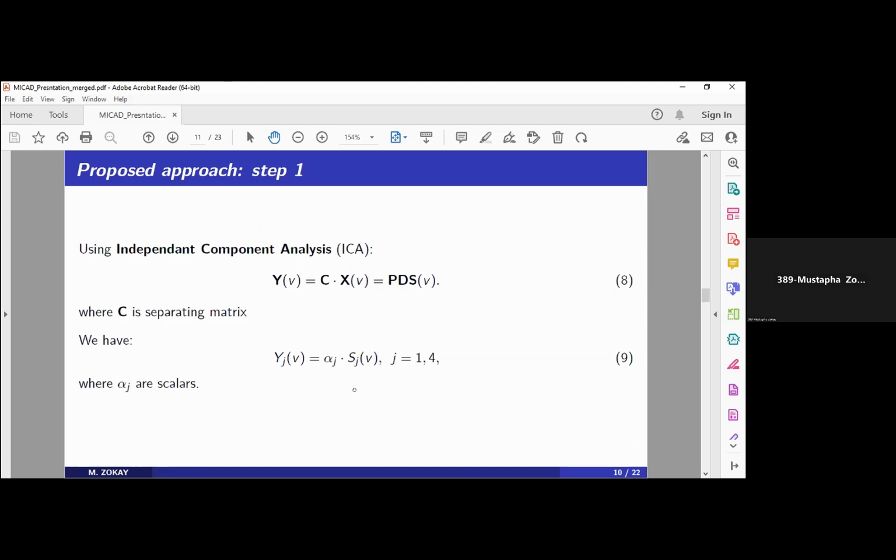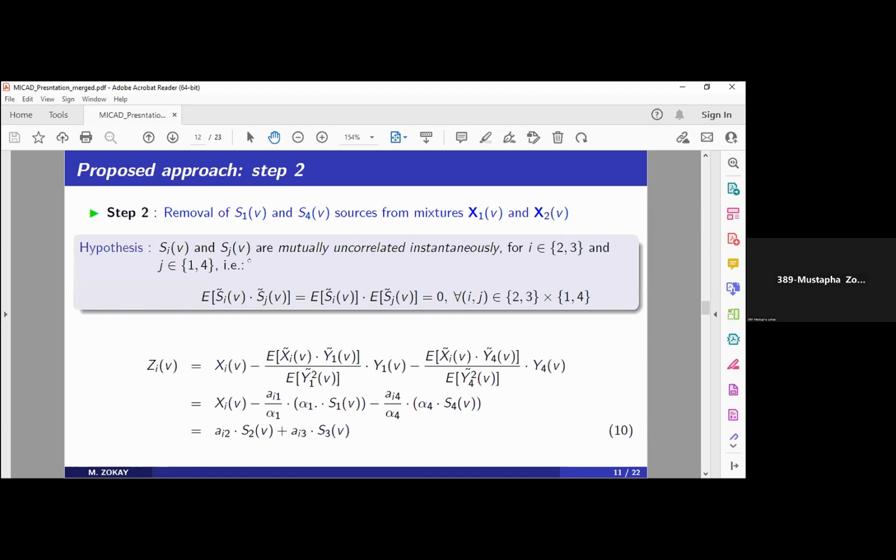We can estimate the sources, which we note Y(ν), where Yj(ν) equals αj multiplied by Sj(ν), where αj are scalars. So in the second step, we remove S1 and S4, the sources estimated in the first step, from the mixtures X1 and X2. We use the hypothesis of independence between melanin and hemoglobin and shading, which is a realistic assumption. Then we get the new mixture Z(ν) equal to I2 multiplied by S2(ν) plus I3 multiplied by S3(ν).